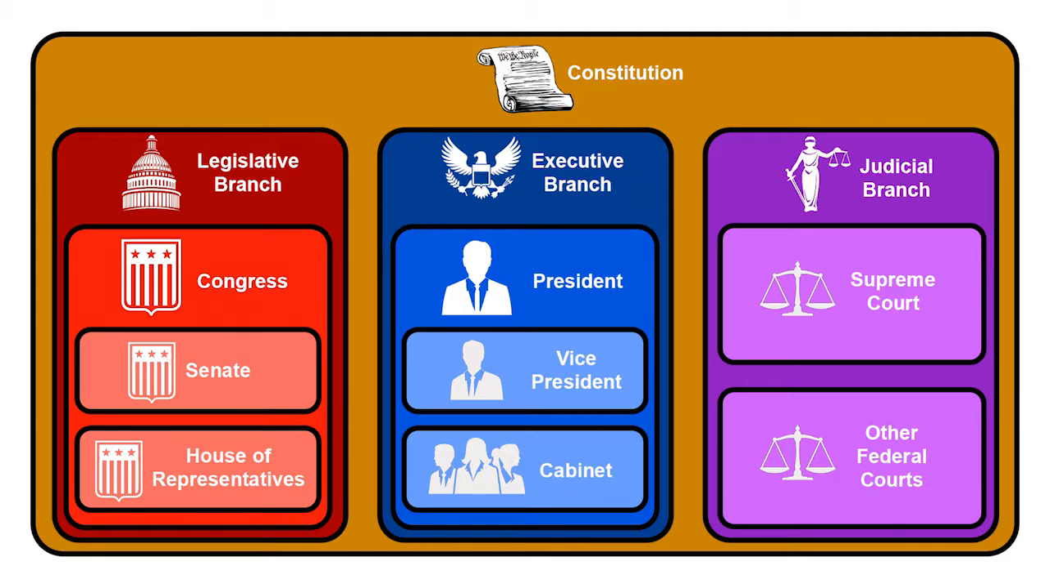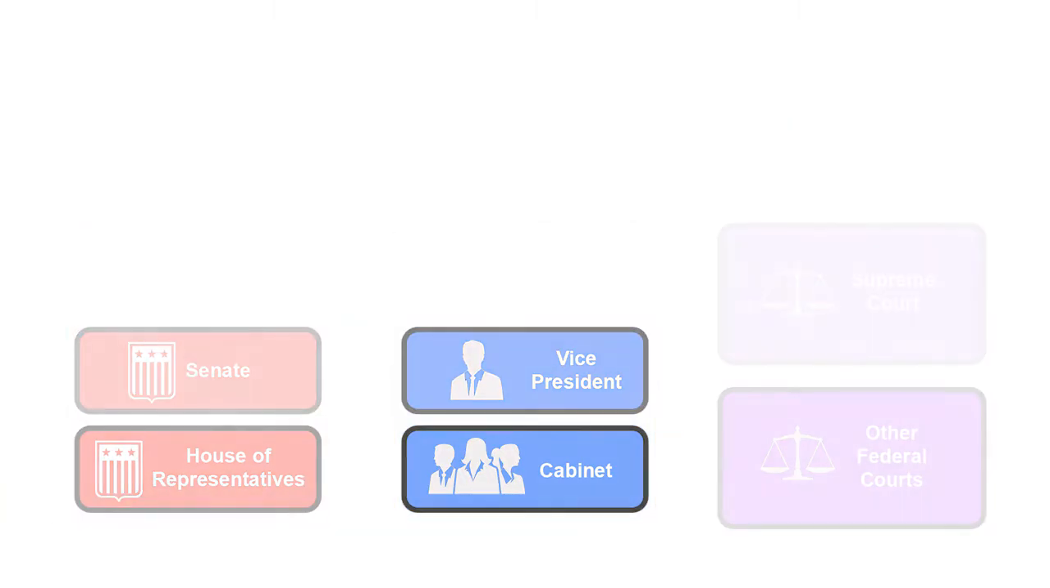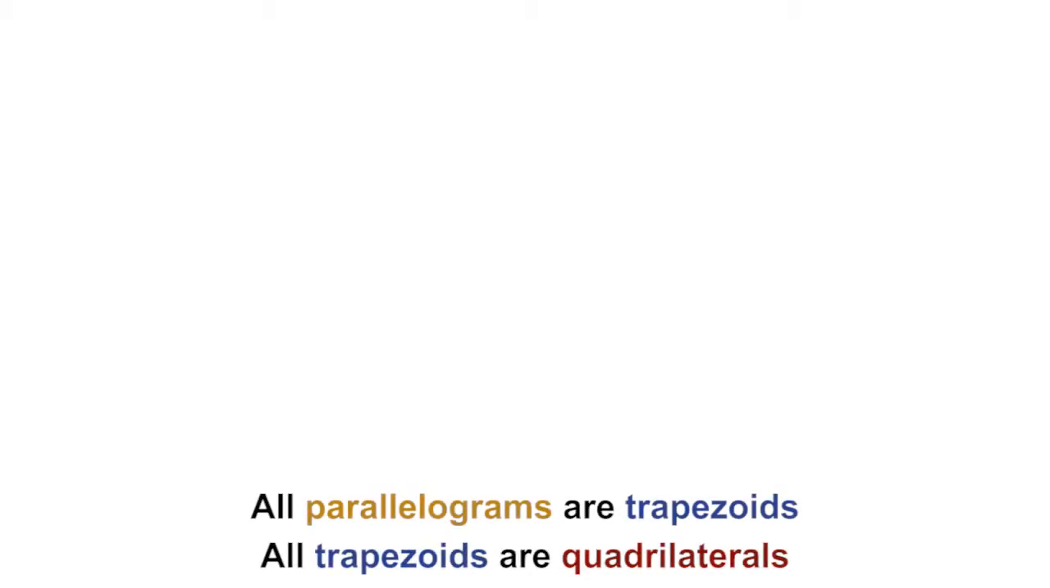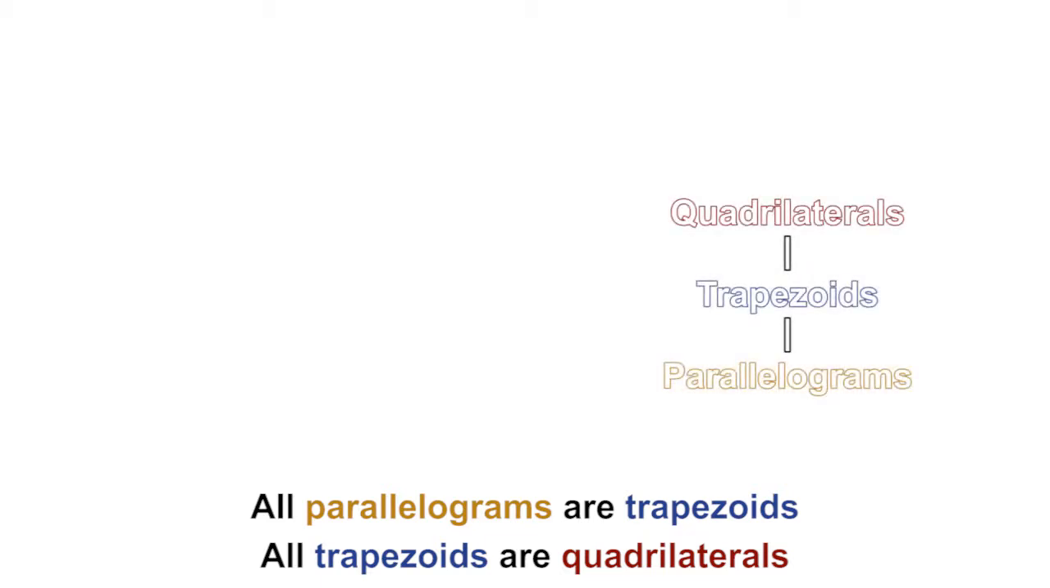Quadrilaterals can also be organized into a hierarchy. Previously, students learned that all parallelograms are trapezoids, and all trapezoids are quadrilaterals. They would be organized into a tree diagram like this one.